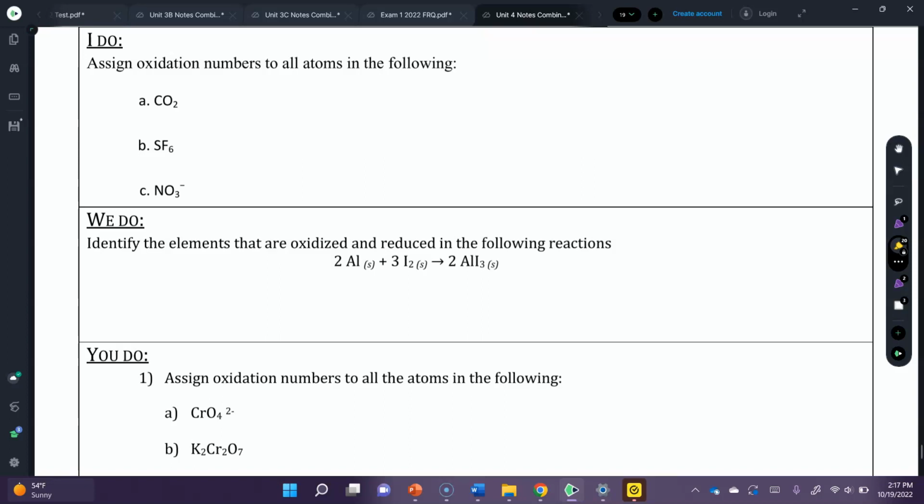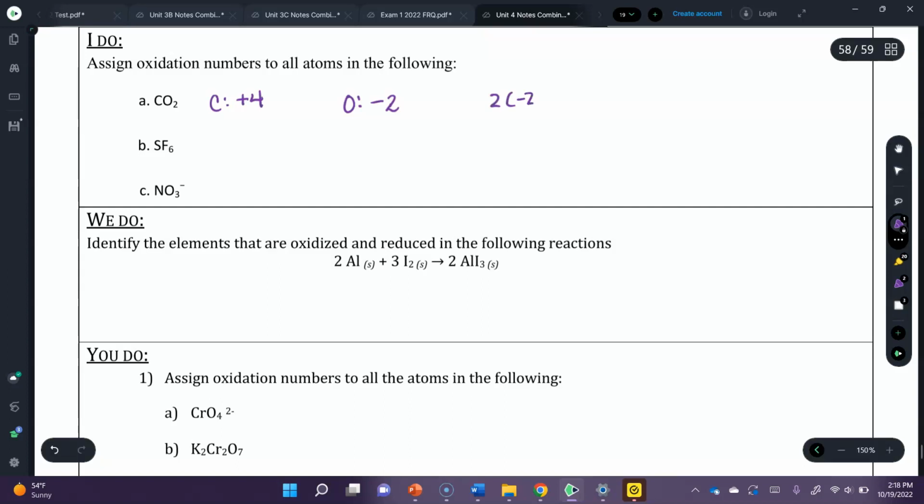Okay. So first we're going to look at assigning oxidation numbers to all of the atoms in the following formulas. So carbon dioxide. Following our rules, we have carbon and we have oxygen. Oxygen being more electronegative gets its charge of -2. That means carbon is going to balance that out and be a +4. So that way we have 2 -2s and 1 +4, which should add to the overall charge on carbon dioxide of 0.